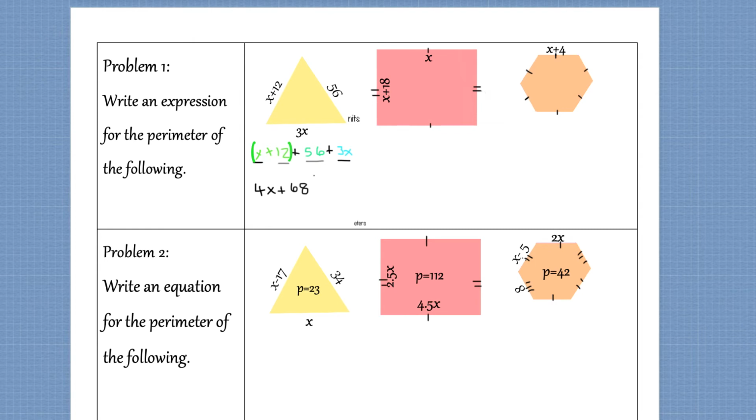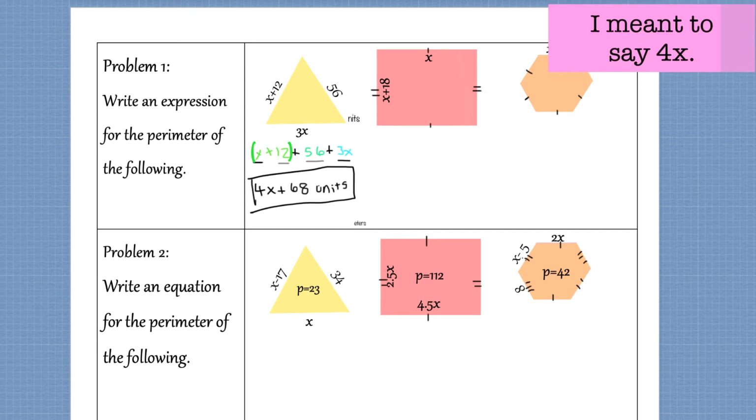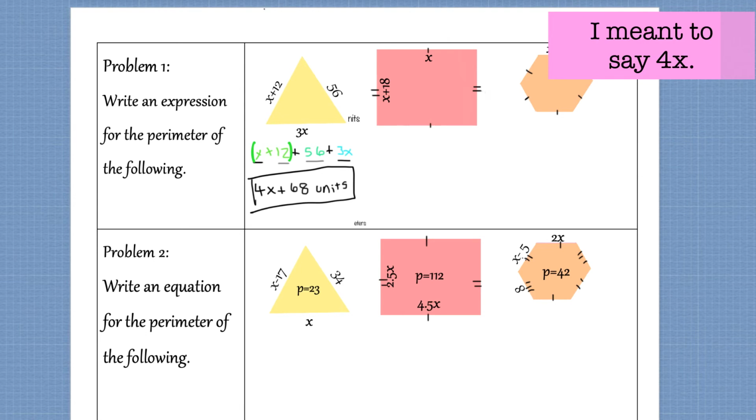And so since it didn't specify any units up there, we're just going to write units. And so this is our answer right here. 4x plus 68 units is the expression for the perimeter of this triangle.